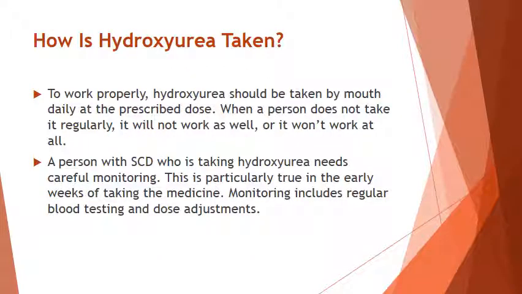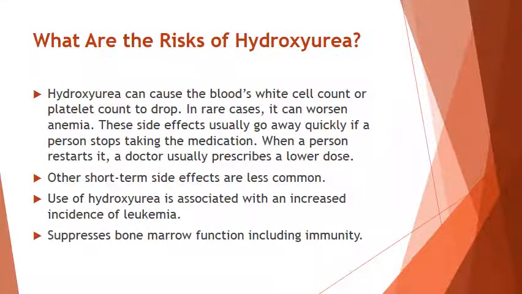How is hydroxyurea taken? It's taken by mouth daily at the prescribed dose. When a person does not take it regularly, it will not work as well or it won't work at all. A person with sickle cell disease who is taking hydroxyurea needs careful monitoring. This is particularly true in the early weeks of taking the medicine. Monitoring includes regular blood testing and dose adjustments. So they would need to be educated about that.